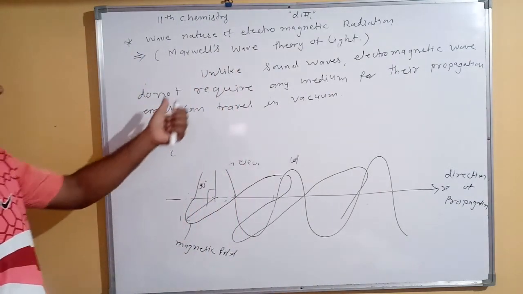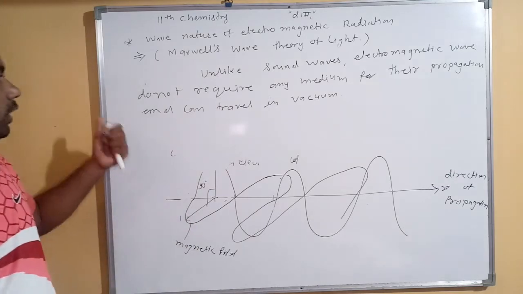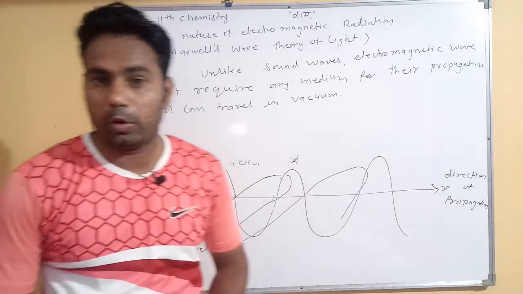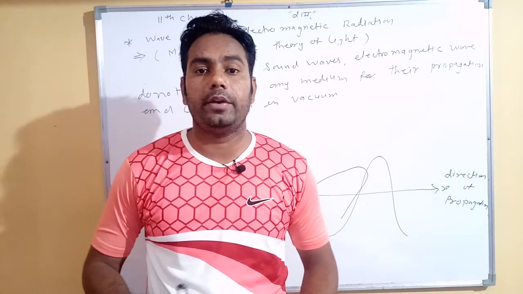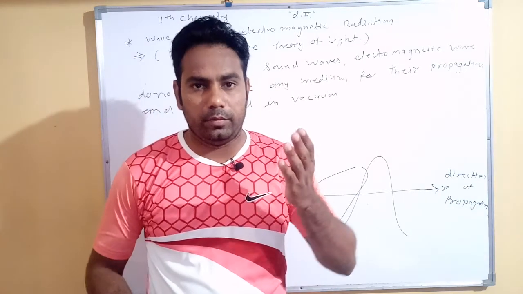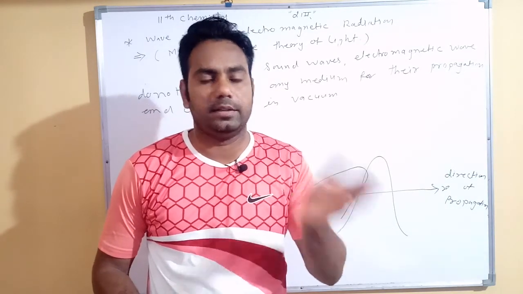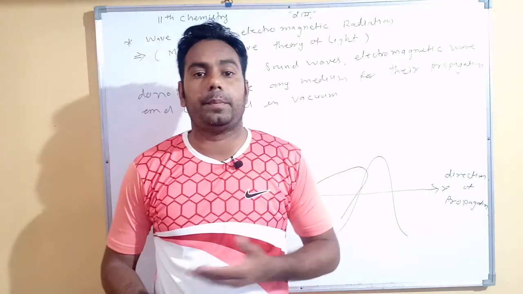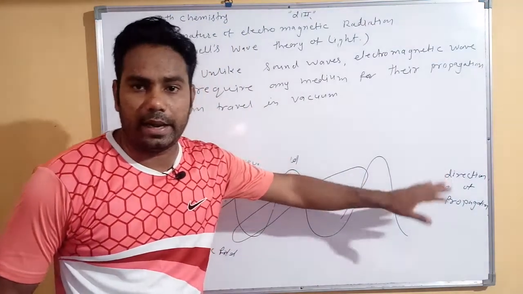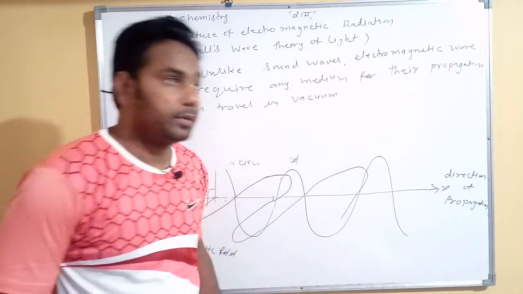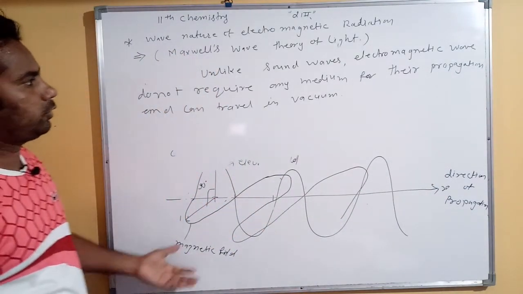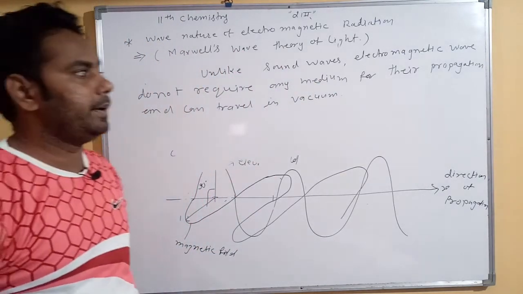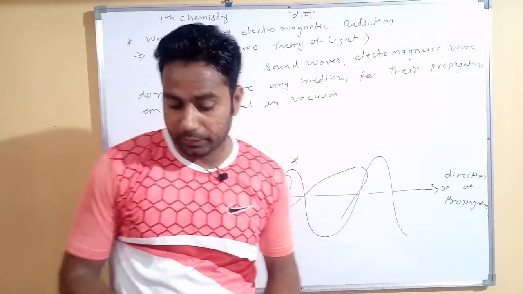So one more time we read it. Unlike sound waves, electromagnetic waves do not require any medium for their propagation and can travel in vacuum. Okay, what we understood about this theory, every light made by two field, one is electric field, second is magnetic field, both are perpendicular to each other and both again perpendicular to the propagation of light or direction of light. Clear? Then some waves also is there, like that sound waves, electromagnetic waves do not require any medium for their propagation.